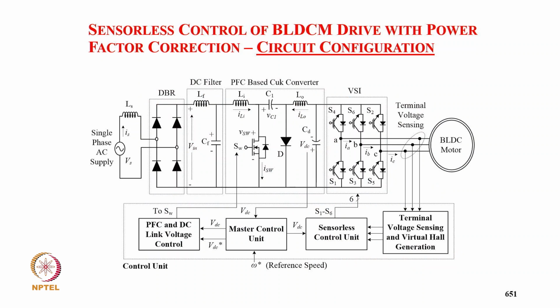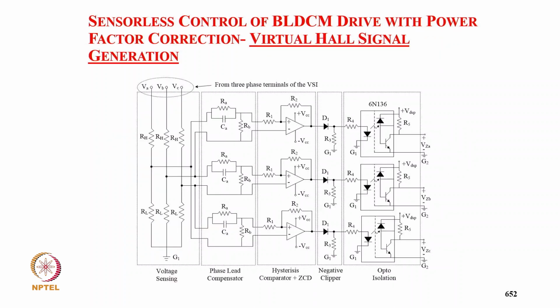We are sensing the terminal voltage for estimating the position signal. We are only sensing the DC link voltage for this converter for speed control, and we are designing the output inductor in discontinuous mode for the inherent power factor correction converter, the mode that we discussed. So this is the circuit for voltage sensing for virtual Hall signal generation.